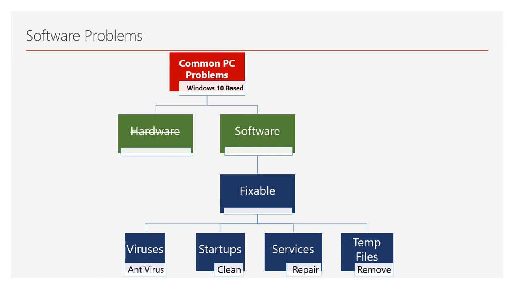There are four major problems that can happen to a system. Viruses, startup items. Startups are the software that starts as soon as your Windows boots up. Services, which are part of your Windows mostly. Some of them belong to other software. We're going to talk more in depth about this, and we are going to see how we can fix those issues. And finally, the temp files. Temporary files are not harmful by themselves, but they can slow down your computer by taking a lot of storage on your machine.